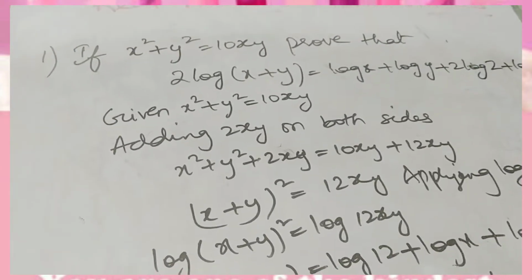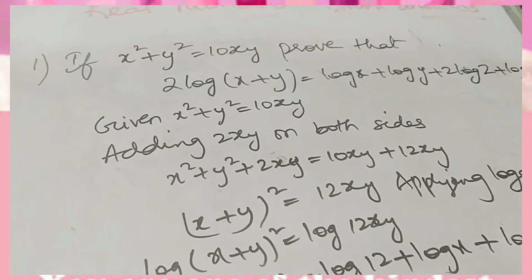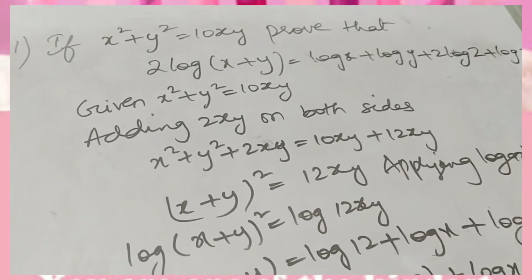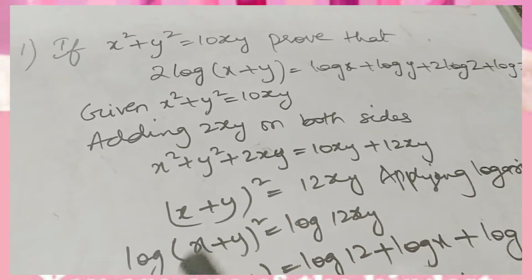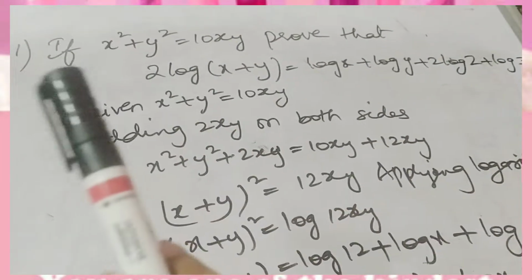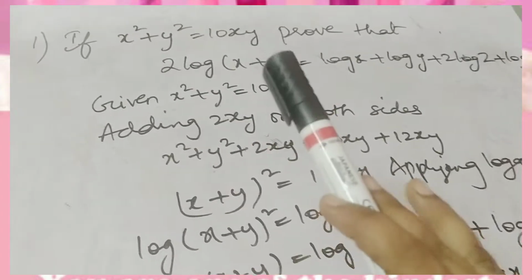So the first question is: if x² + y² = 10xy, prove that 2 log(x + y) = log x + log y + 2 log 2 + log 3. This sum is very simple and very easy. You have to prove this statement by taking the given, x² + y² = 10xy. This is given in the question itself.